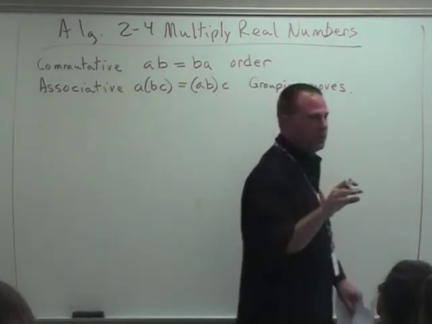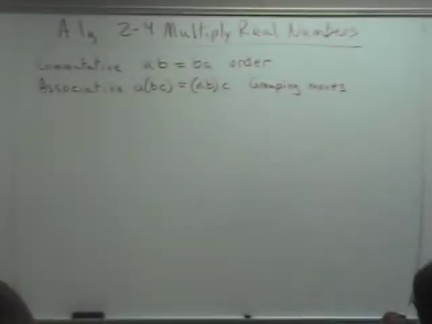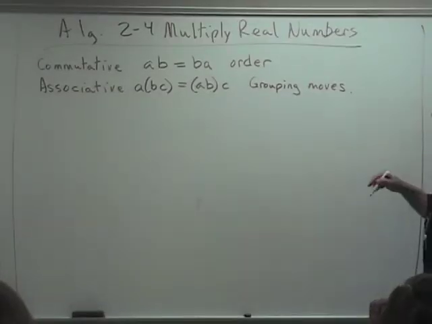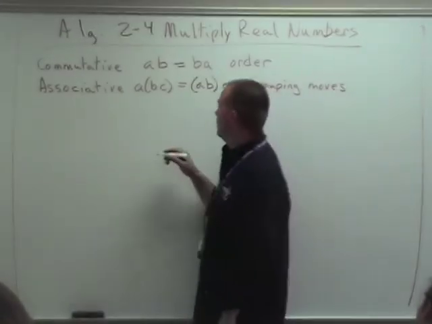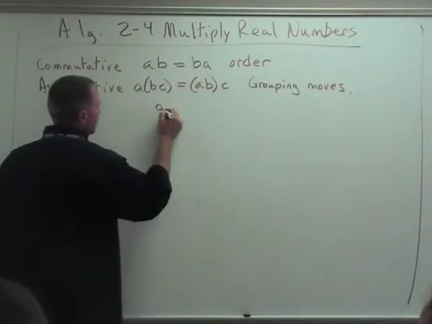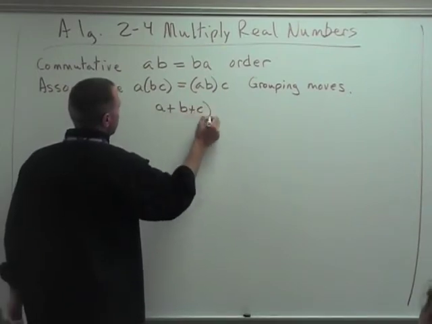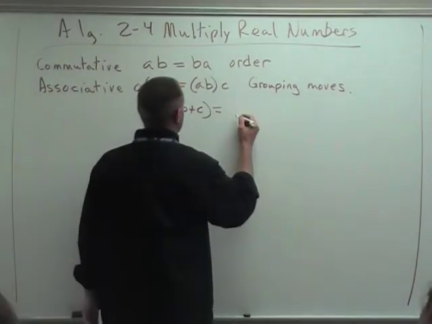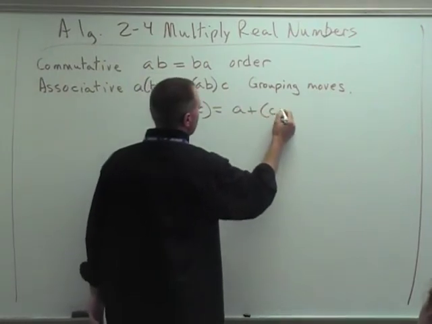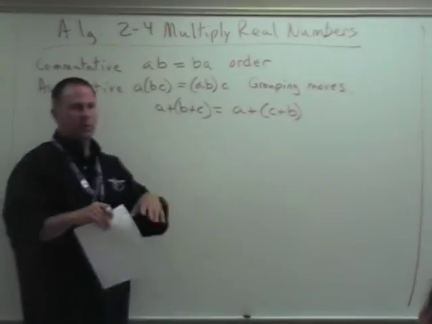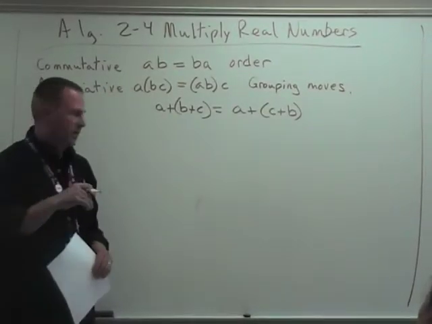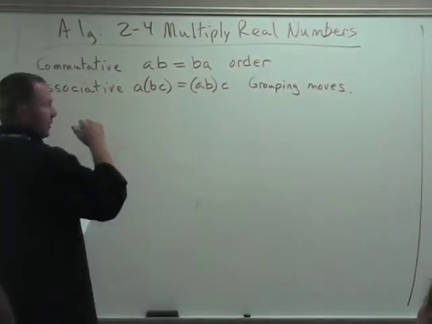Now, just because you see parentheses, do not immediately think associative. If you're going to say associative, you need to make sure the order stayed the same. They may give you something like this. Let's do addition. A plus (B plus C), and they do this: A plus (C plus B). That's a commutative property. So just because you see parentheses, don't automatically assume it's associative. You must look at the order.